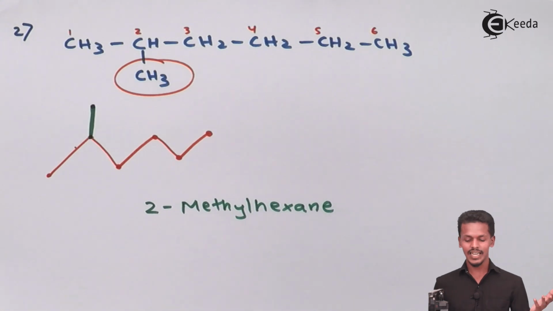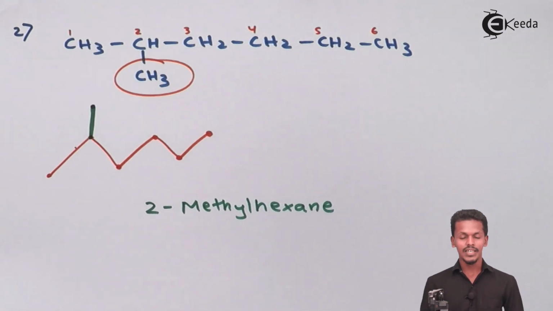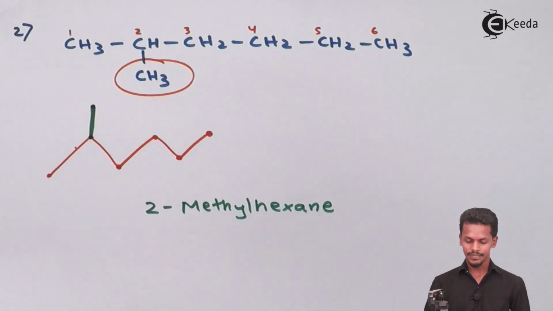So these are the two isomers, but there are various other isomers that we could get. This is the second one that we have drawn and mentioned. So let us go on with the third one.